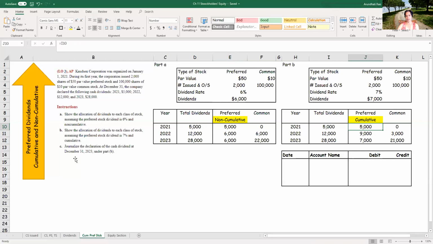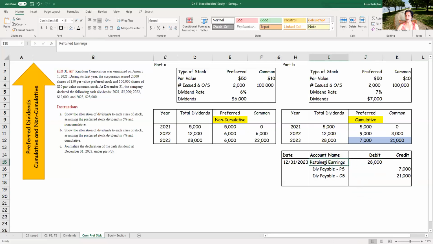And the last part they've asked is to journalize the declaration of dividends at December 31st, 2023 under Part B. So over here, they've asked us for a journal entry relating to these numbers. So December 31st, 2023, retained earnings is debited, and we're going to credit dividends payable. We know exactly how much is going to each of the two classes of shareholders. 28,000 total is going to be paid out as dividends.